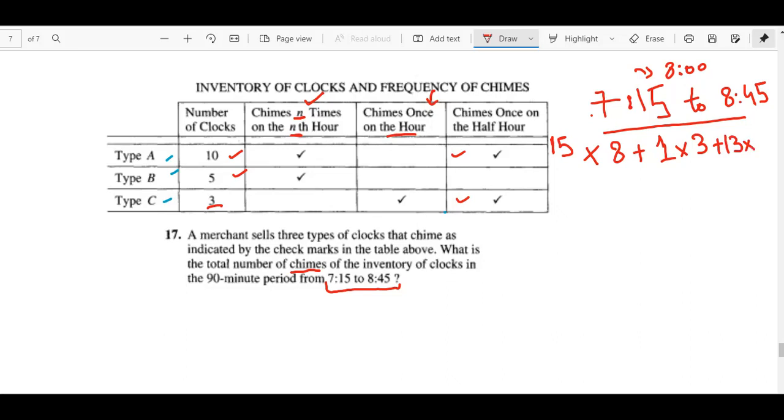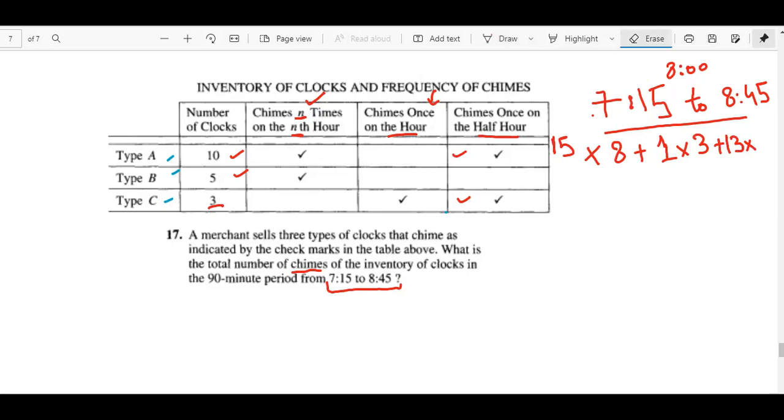Chimes once on the half hour. So half hour means 6:30, 7:30, 8:30, right? So in this time frame, between 7:15 to 8:45, we are going to have how many half hours? Two half hours, right? Yes. Okay. So we'll have 2 here.